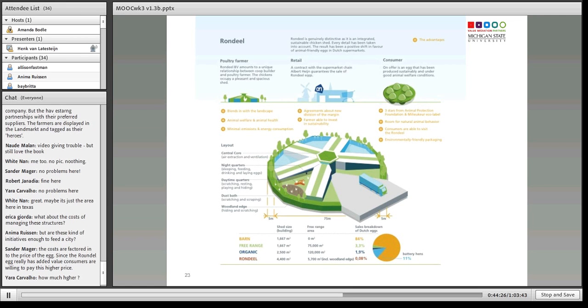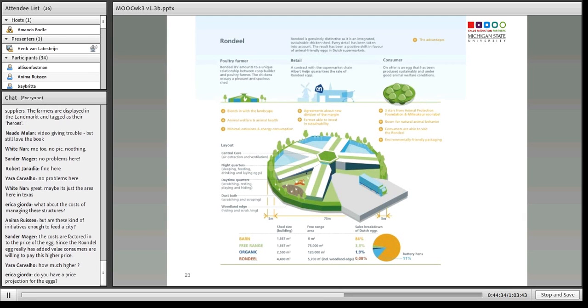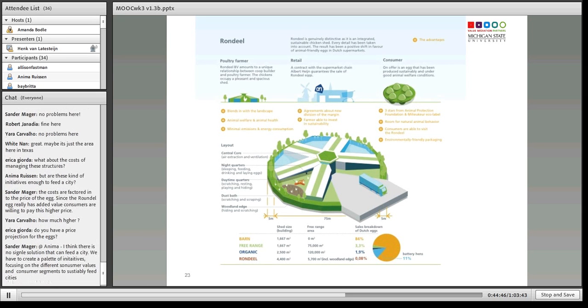80 to 90% of the eggs that he has produced will be bought by the Roundel company, and the Roundel company, I'll come to that in a minute, is a sort of central service provider here. By doing that alone, the net income of the farmer is comparable to the net income of henhouse farmers all around.